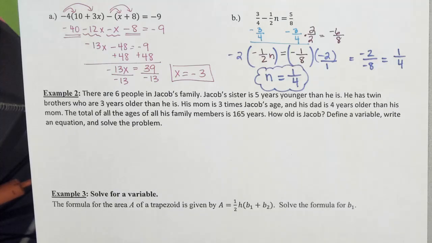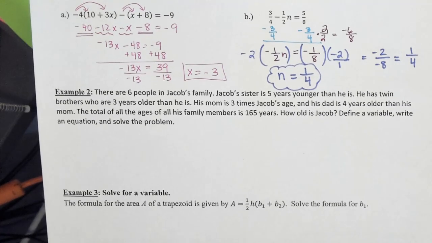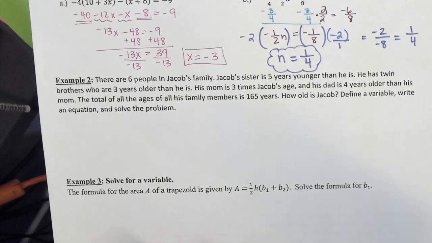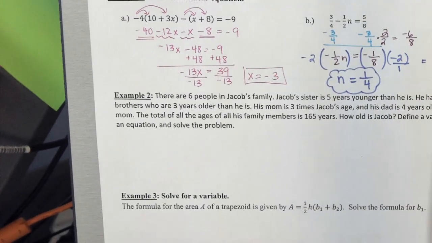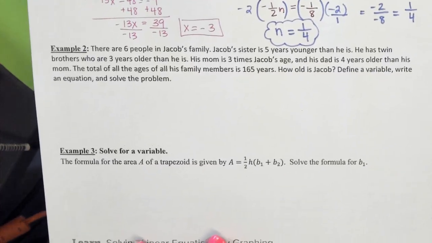All right, now the next problem I feel like is like one of those riddles you read on the internet. There are 6 people in Jacob's family. Jacob's sister is 5 years younger than he is. He has twin brothers who are 3 years older than he is. His mom is 3 times Jacob's age, and his dad is 4 years older than his mom. The total of all of the ages in the family is 165 years. Okay, what we have to do here is we have to find how old Jacob is.